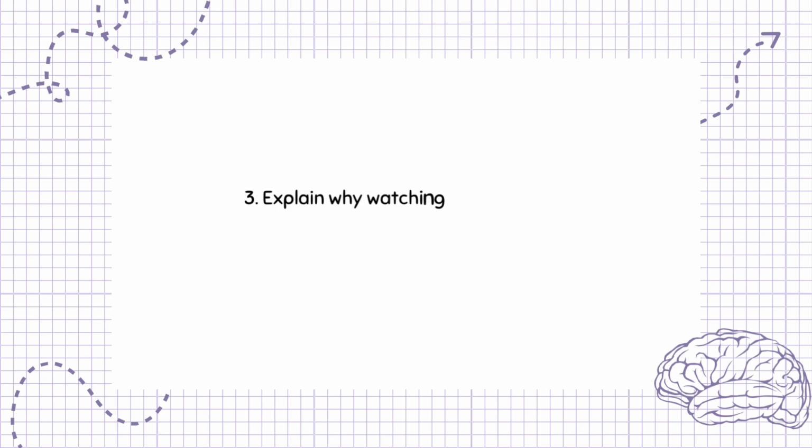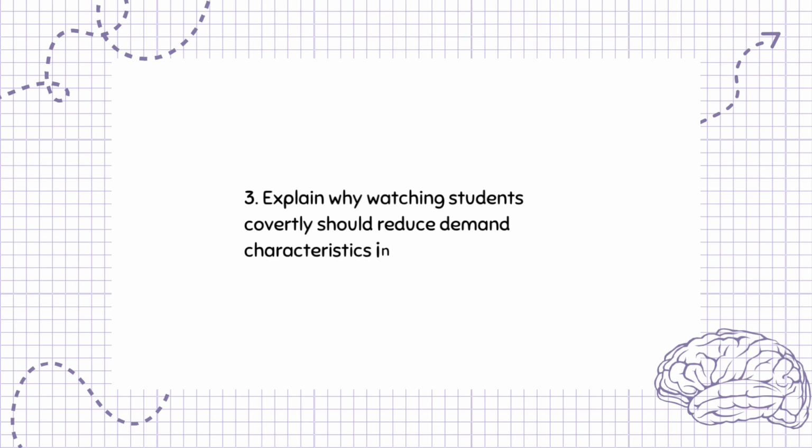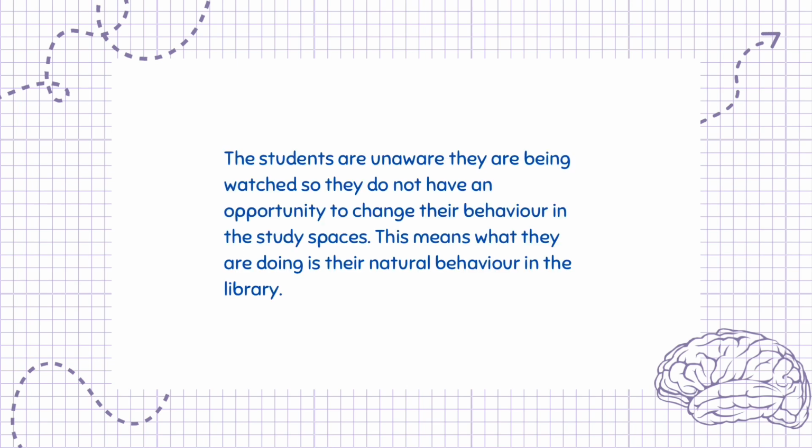Question 3. Explain why watching students covertly should reduce demand characteristics in this study. 2 marks. The students are unaware they are being watched, so they do not have an opportunity to change their behavior in the study spaces. This means what they are doing is their natural behavior in the library.